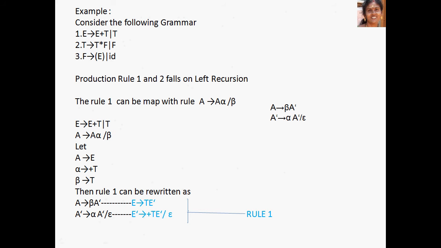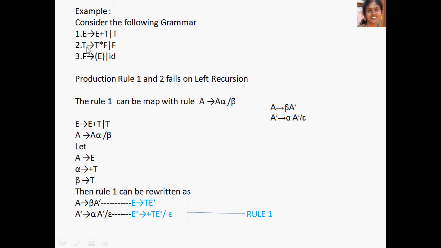Now we are going to try one problem. Consider the given grammar, which consists of three production rules: E production, T production, and F production. First we are going to check whether any production has a left recursion problem. Let us check the first rule, the E production. You see, the E production starts with the same E. It means it has a left recursive production. Then you have to solve this. You have to rewrite this production rule.